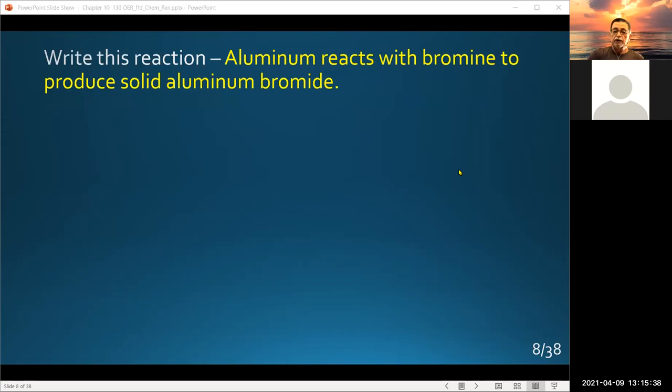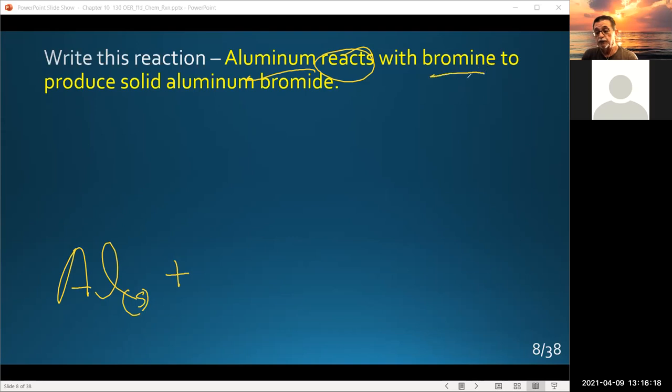Here's another example. In this case, we're taking aluminum, which reacts with bromine to produce solid aluminum bromide. Well, let's first write down what we got. We got aluminum, Al, right here, reacts. Okay, that's my plus sign. I know that aluminum is a metal, and all metals are solid except one. This one is not a liquid; it is a solid. Okay, reacts as my plus, and then I get the similar scenario as we did with chlorine.